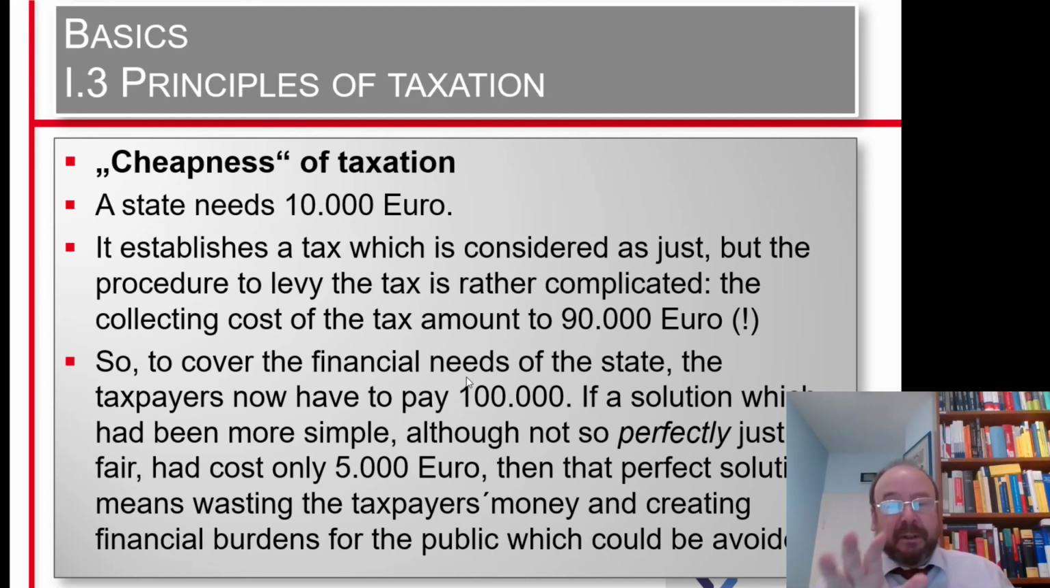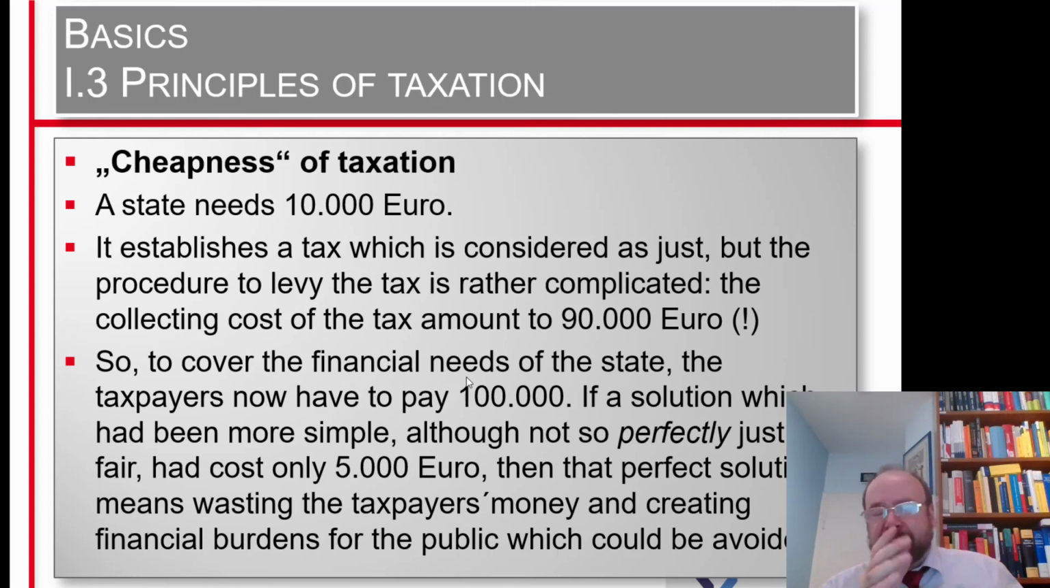Now, in my example, let's imagine a state needs 1,000 euro to spend, so they need to collect 1,000 euro. Now somebody thinks about fair treatment for a whole life, and in the end, the procedure to levy the tax is designed in a rather complicated way. The collecting cost of that tax then amount to 90,000. That's 9 times the amount which you really need. And so in the end, your state would have to collect 100,000 euro because you need 10,000 to spend and 90,000 to collect. And naturally, the collection cost of the tax must be covered by the state revenue too.